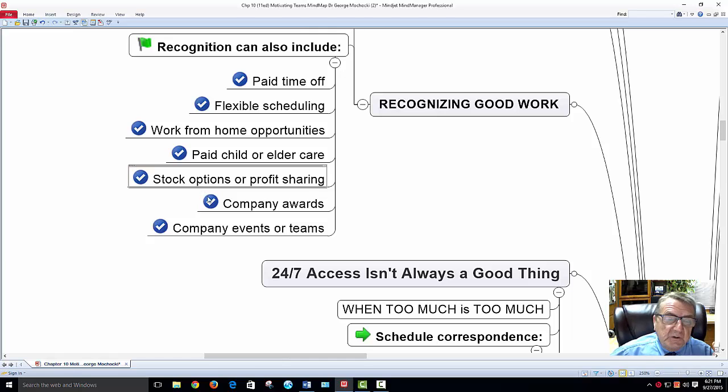Stock options, profit sharing, company awards. I like the rewards. Don't give me something tricky from the company, give me something classy. Man, I really like that. All right? Company events or teams.